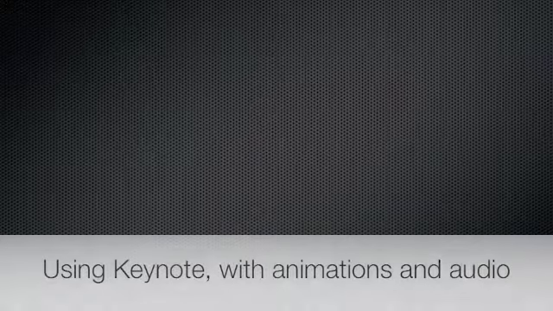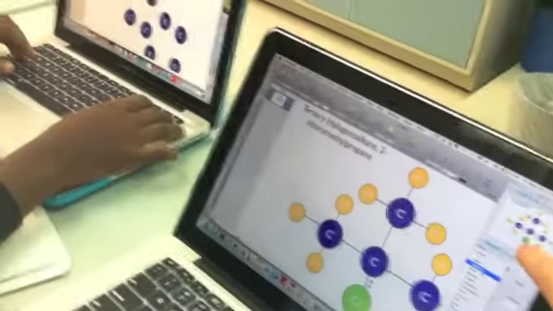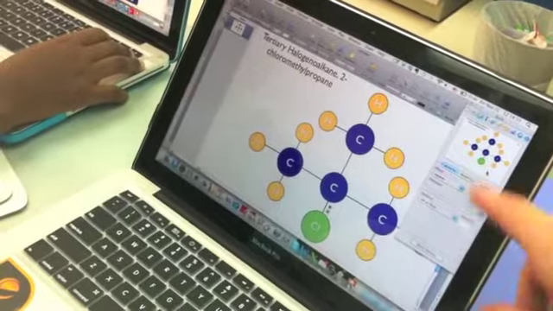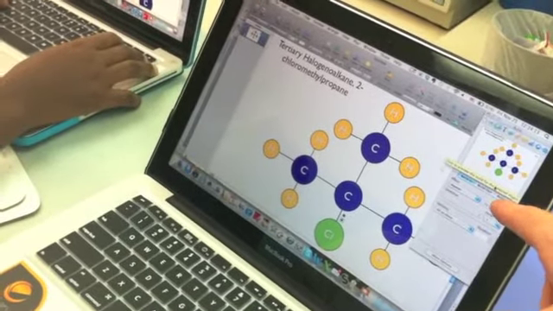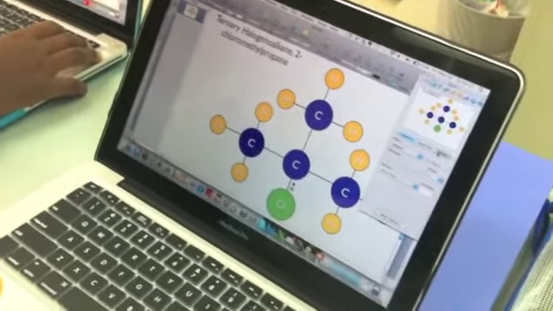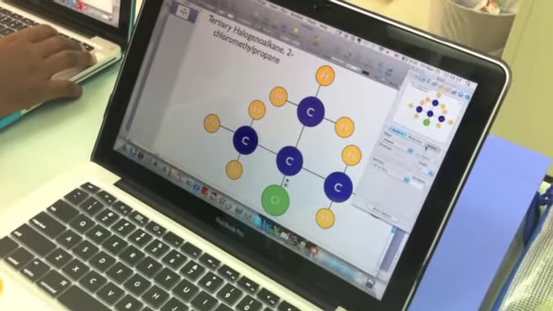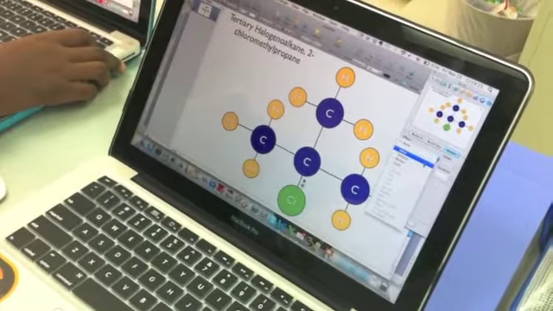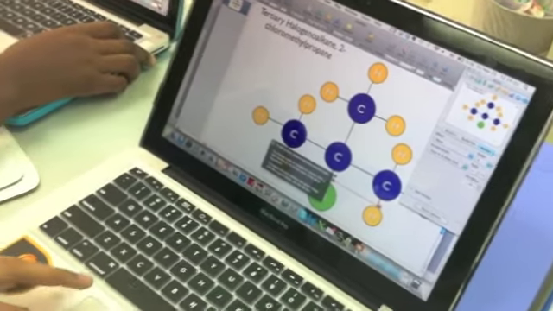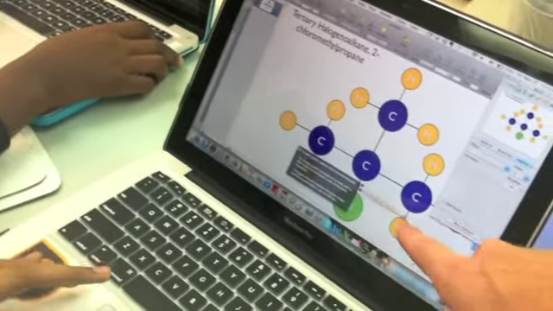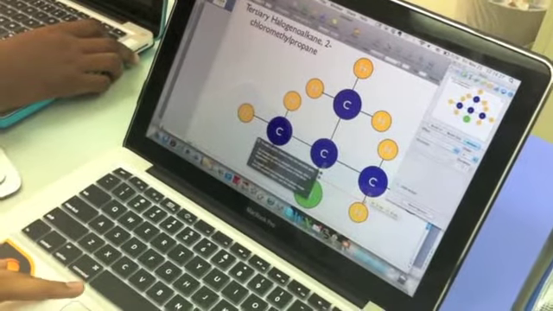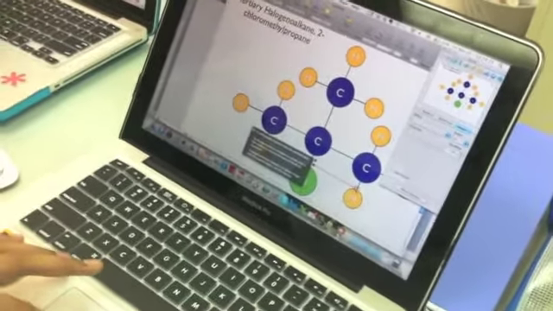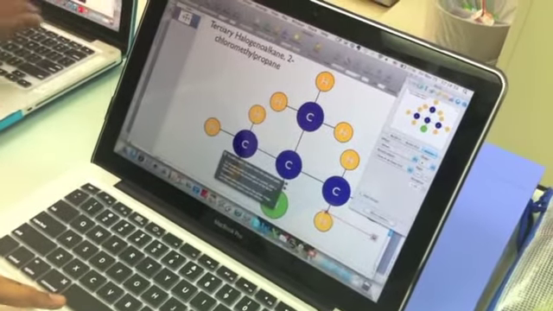So the first technique was using Keynote with animations and audio. Keynote allows students to draw objects, so drawing different atoms, and then choosing to animate different atoms, so they can shift them and show the changing reactions. They can add actions, and then finally they can record a narration over the top of the Keynote. This allows them to explain the processes and analyze the different chemical reactions.